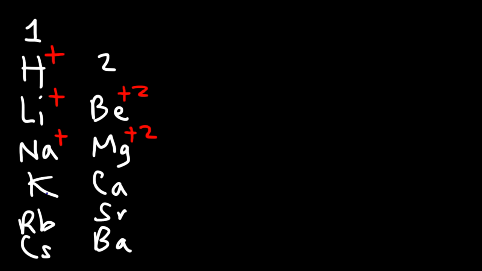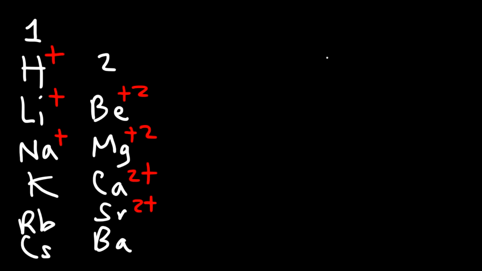The elements in group 1 have 1 valence electron. The elements in group 2 contain 2 valence electrons. And when they give those 2 valence electrons away, they tend to form ions with a positive 2 charge. Sometimes you'll see it written like this, 2+, instead of positive 2.